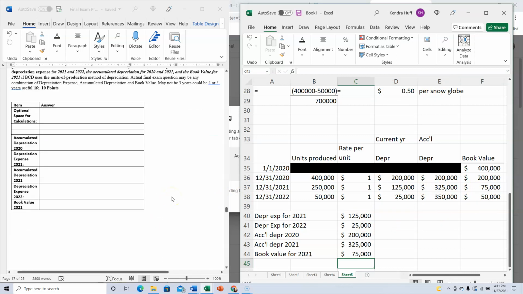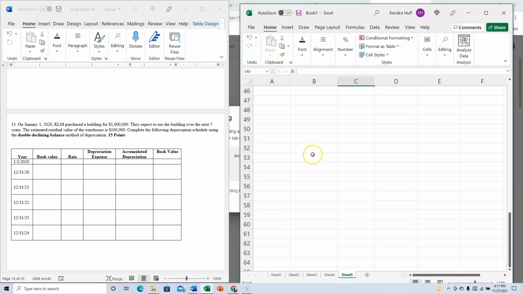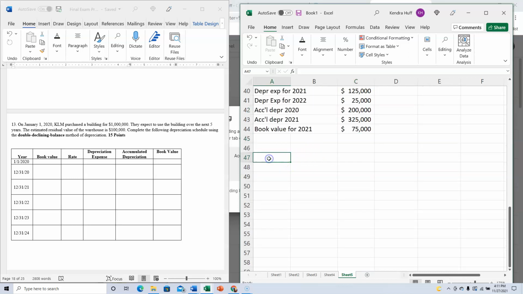Alright, and then the last one is double declining. On January 1st of 2020, KLM purchased a building for $1 million. They expect to use the building over the next 5 years. The estimated residual of the warehouse is $100,000. Complete the following depreciation schedule using double declining balance method of depreciation.